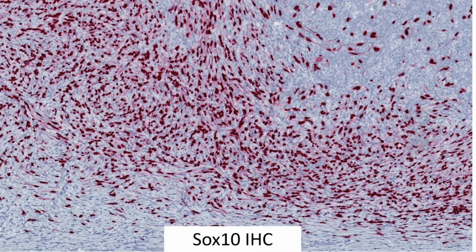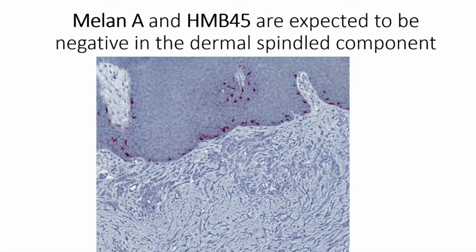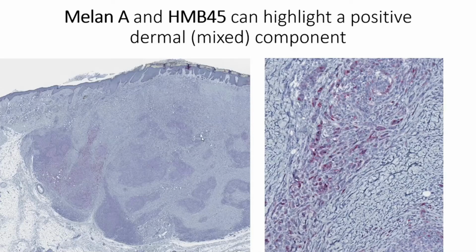As a side note, both S100 and SOX10 are useful to assess the presence of perineural invasion, which is a major prognostic factor in desmoplastic melanoma. In your panel, you will also perform melan A and HMB45 to show that these are negative in the dermal melanocytes. This can help you find the presence of a junctional component, or in rare occasions, show the presence of a mixed dermal component.